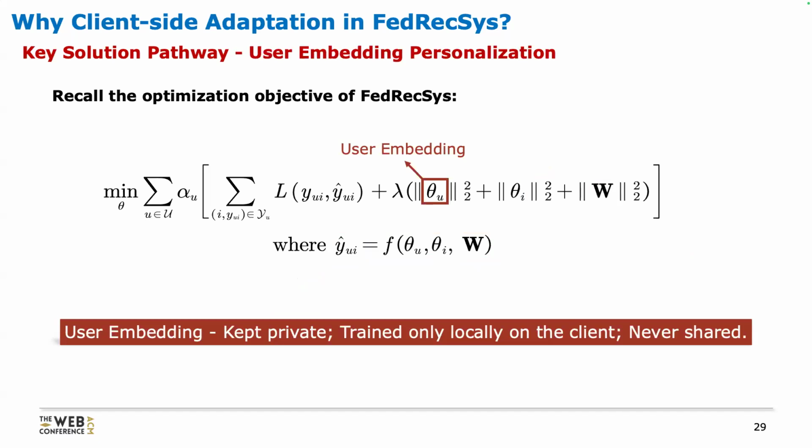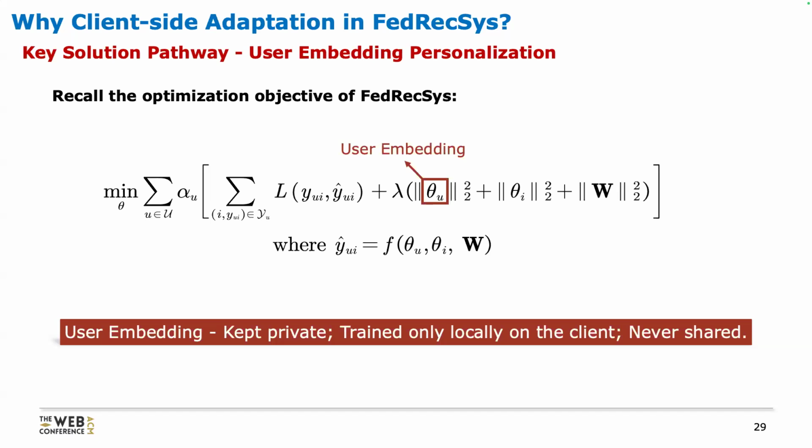So let's first look more closely at personalizing the user embeddings. These factors represent the latent factors or characteristics of each user. Because they directly encode user-specific information, they are considered highly sensitive. Therefore, in this baseline approach, user embeddings are typically trained and stored exclusively on the client's device. They are never shared with the server or other clients. This provides a fundamental level of user-specific representation.